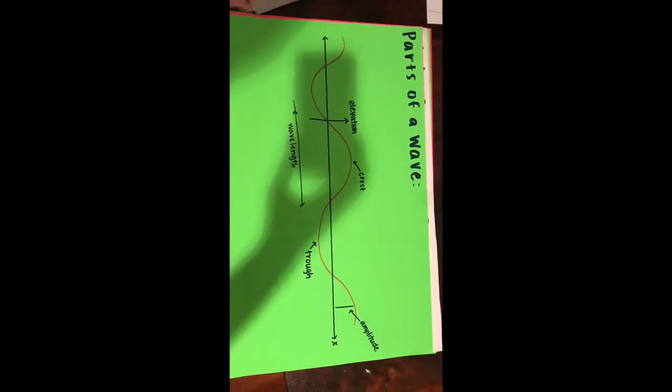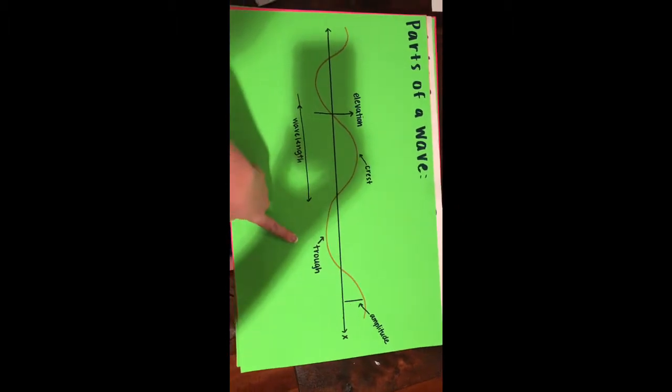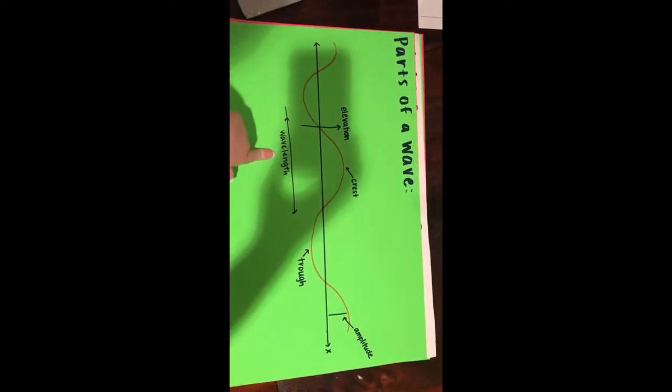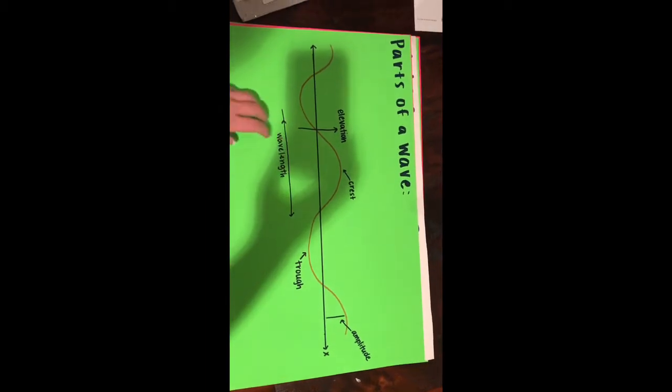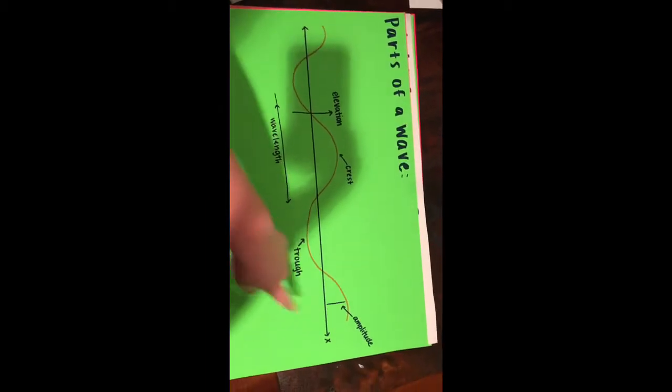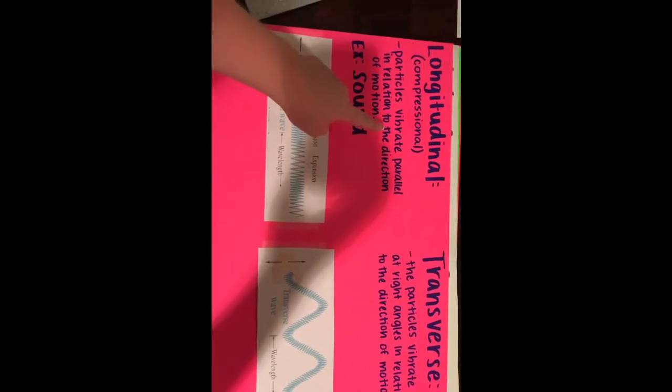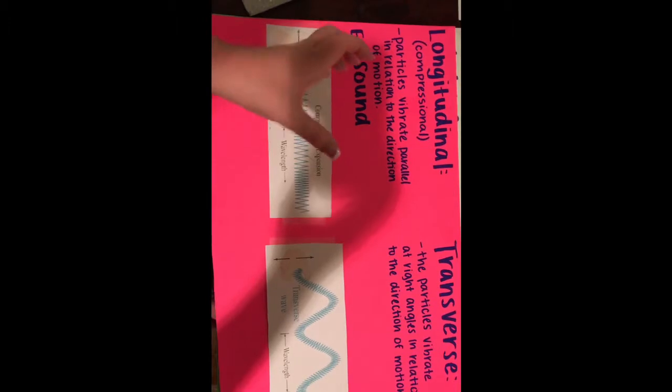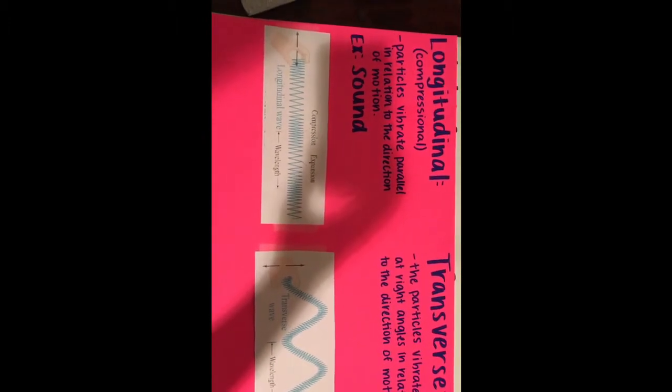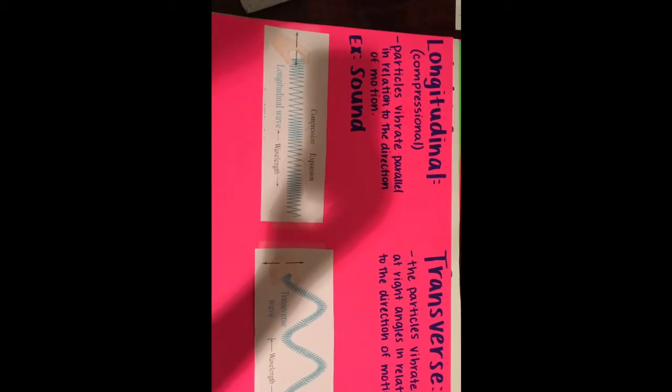So the parts of a wave, you got the crest and the trough. And the wavelength is the distance between two crests or two troughs, like so. And then you got your amplitude. And then you got longitudinal waves. It's like with a Slinky when you pushed it forward, and that's like sound. And they vibrate parallel, which is like what it's doing here. And then transverse is where you just flung the Slinky up and down, like so.